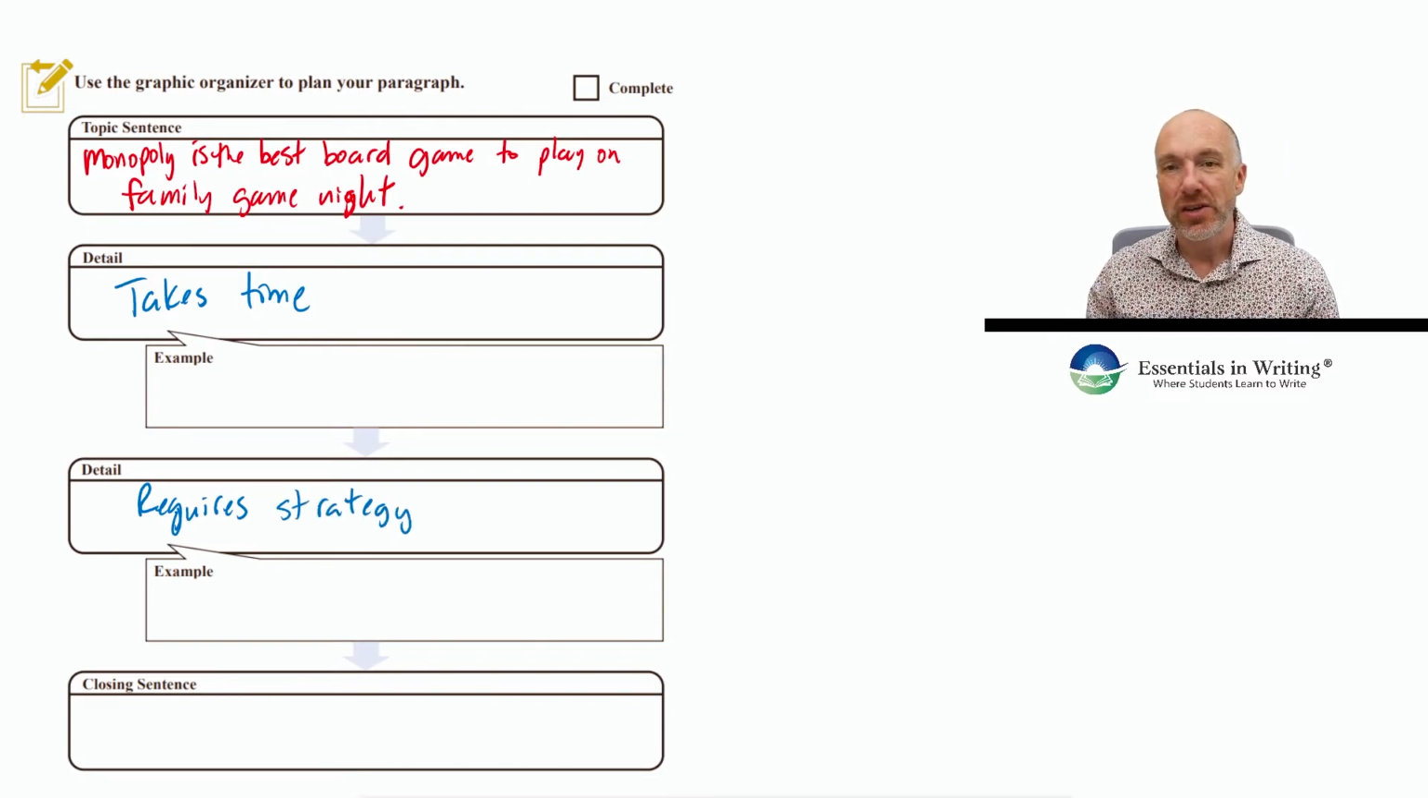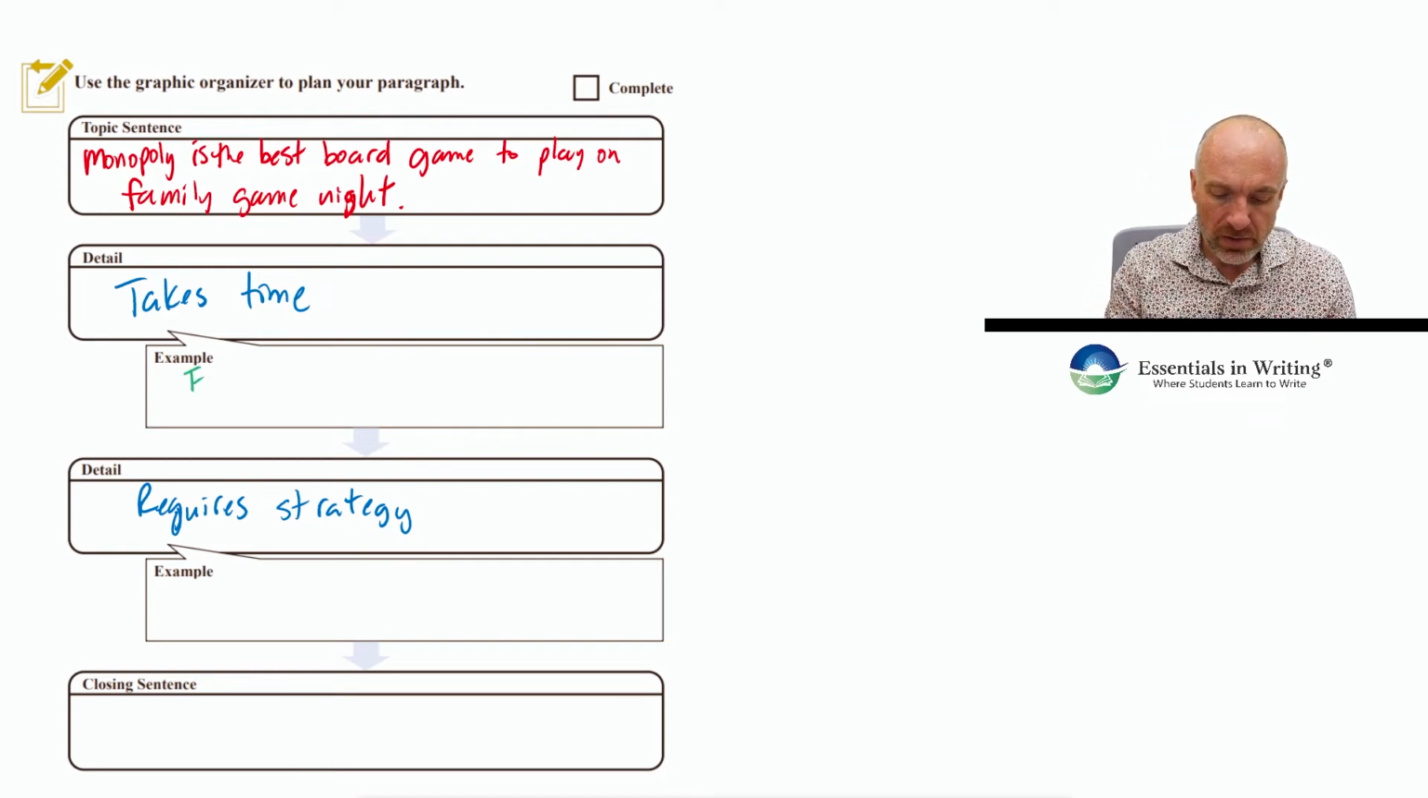Okay, so now I need to build in an example or an explanation. Remember, the example can be an explanation. It can take it deeper, or it can actually be an example of what you're trying to say. So this is how we walk through this. We say Monopoly is the best game, board game to play on family game night. Why? Because it takes time. What do you mean it takes time? What does that mean? It makes it the best.